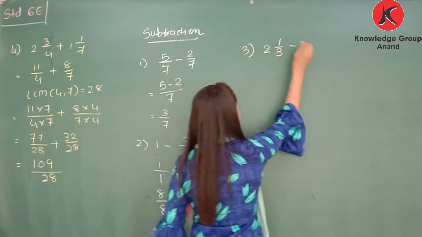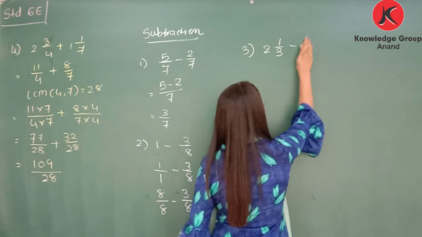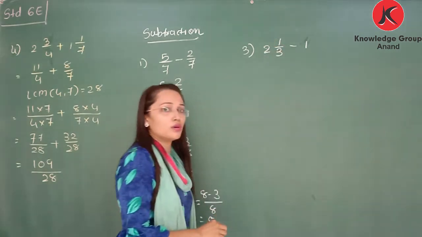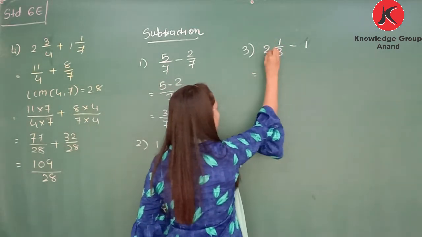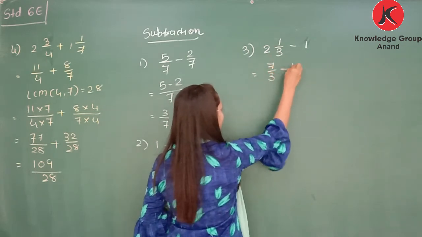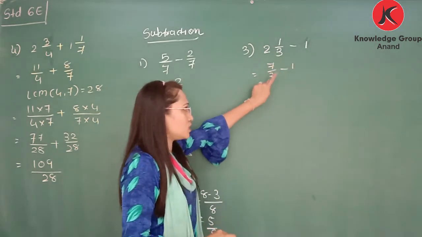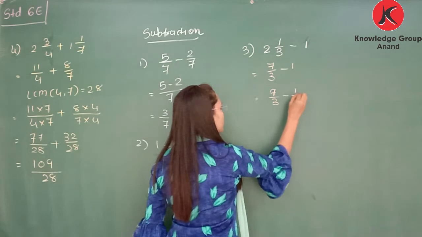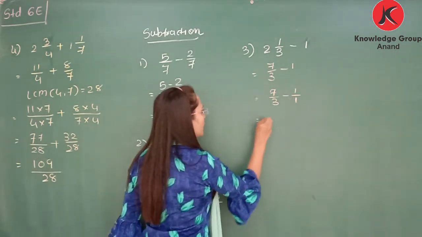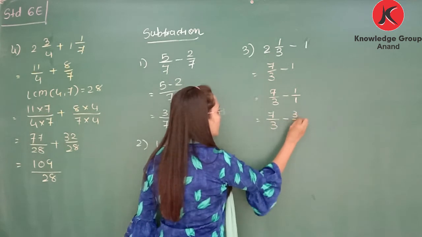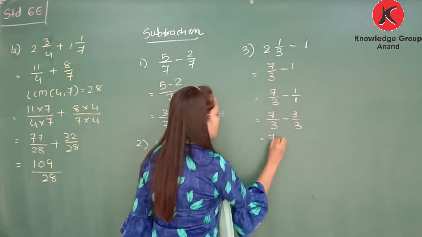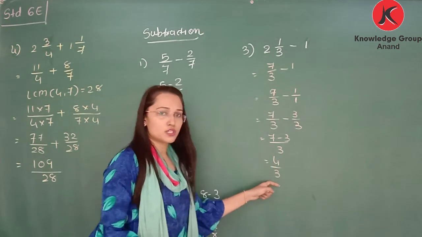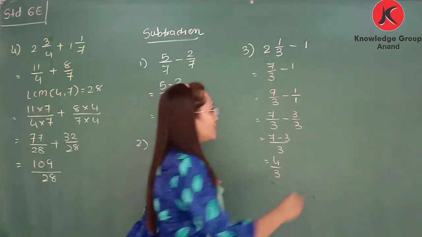2 1 by 3 minus 1. Okay. So here you can convert this into an improper fraction. 2 3s are 6 plus 1, 7 by 3 minus 1. Now here the denominator is 3, so we need to have 3 here because we can write this as 1 divided by 1. So we multiply it with 3 and 3, we get 7 by 3 minus 3 by 3. So 7 minus 3 divided by 3, we get 4 by 3. You can convert this into a mixed fraction or you can leave the answer up to this. Now let's take one more example.